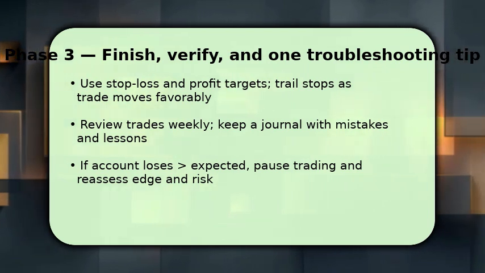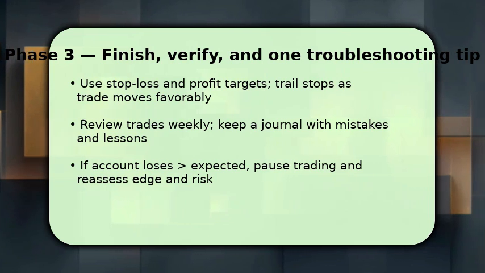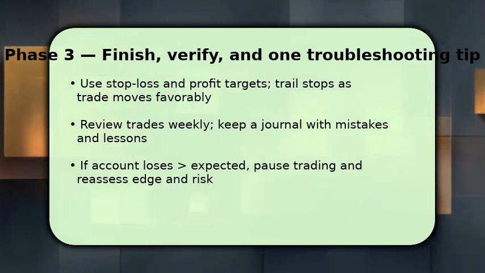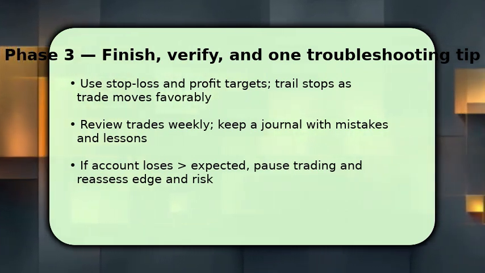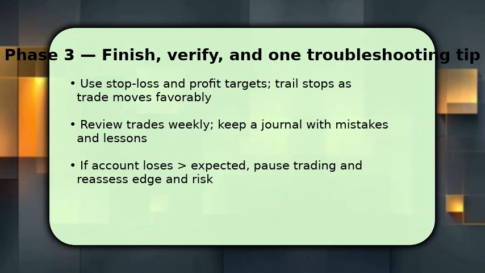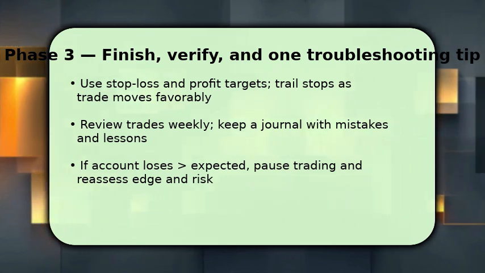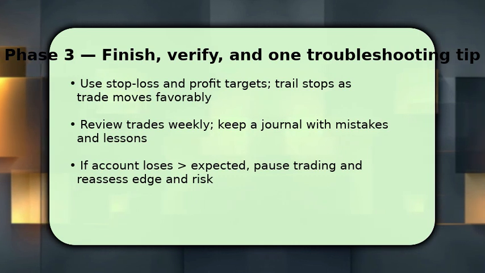If performance deviates and losses exceed your plan, pause trading and reassess your edge, risk model, and execution. Do not double down. One troubleshooting tip: if orders frequently slip, lower position size and adjust order types to control execution.